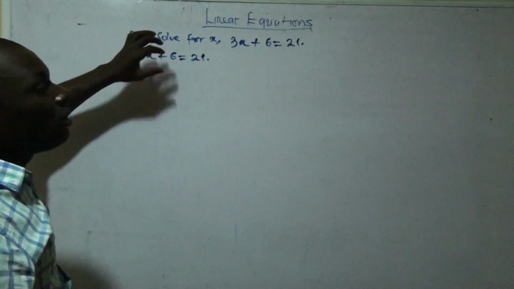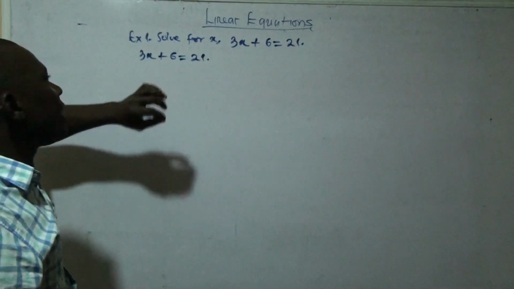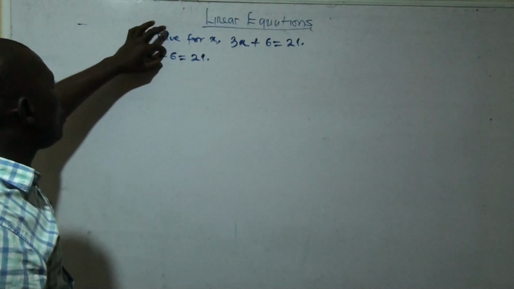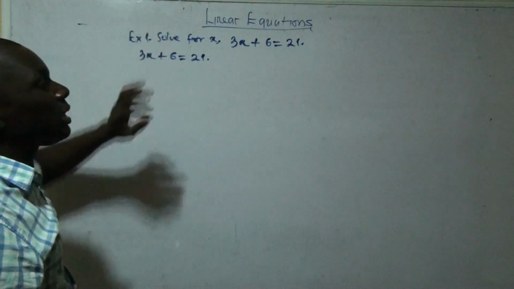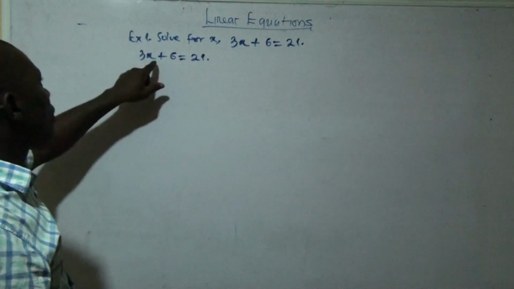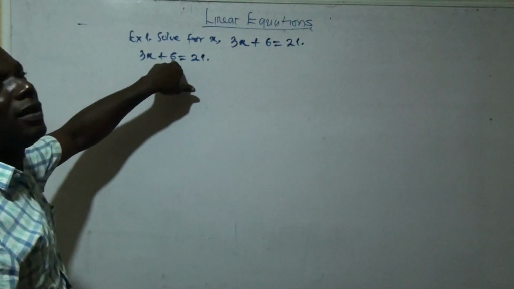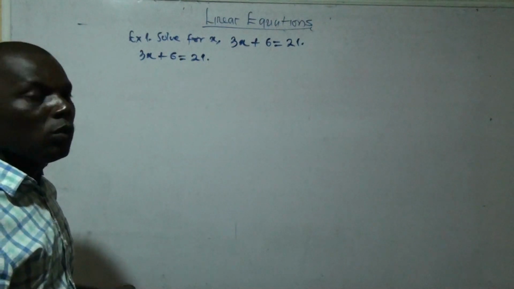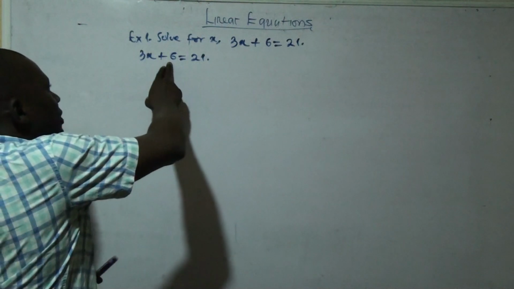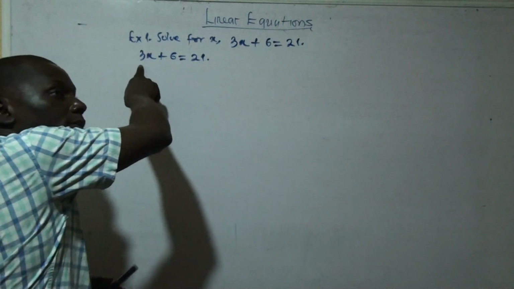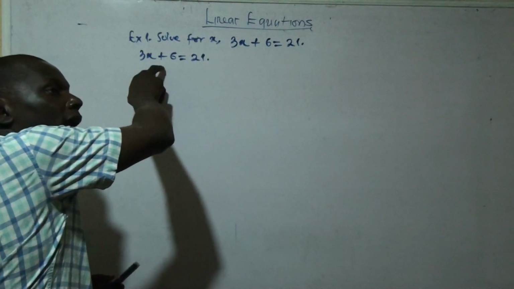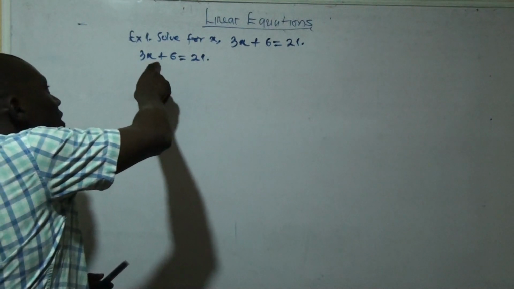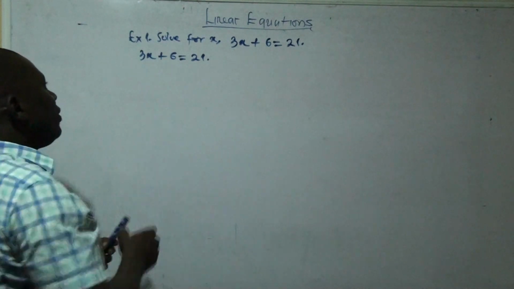Now the next thing, having this idea of additive inverse, what you need to do is look for the additive inverse of +6. For the additive inverse of this 6, this is plus, it becomes minus 6. So that's the first thing you do. Look at the constant on the side containing the unknown, and you look for the additive inverse of it.